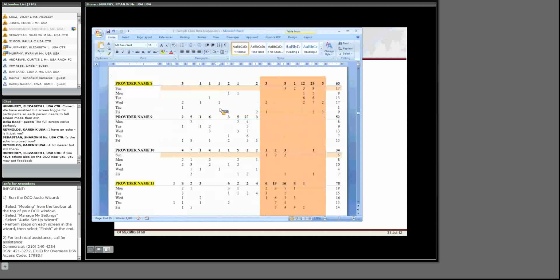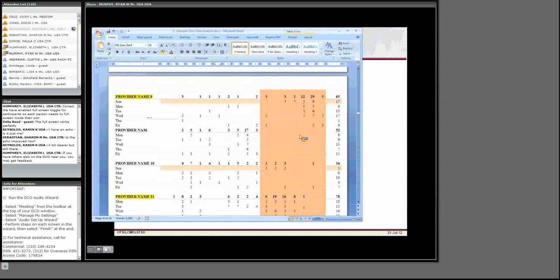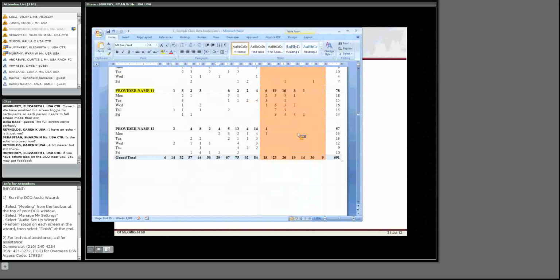Here's another provider, and you can see that this provider almost signs everything at night. If you look during the day, there's almost nothing signed during the day. Almost every single note was signed at night. That's not a very good habit to be in either, but that's what they were doing. And then this provider, again, doing the same thing, signing everything at night.